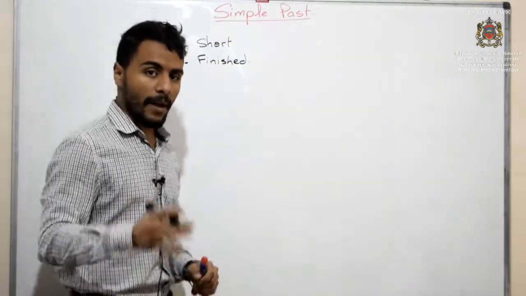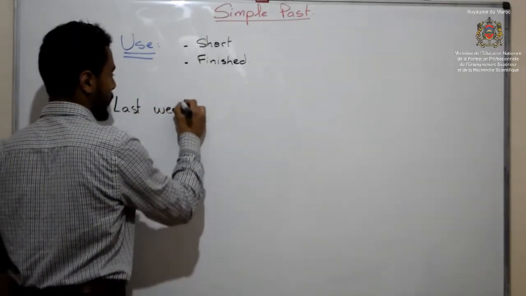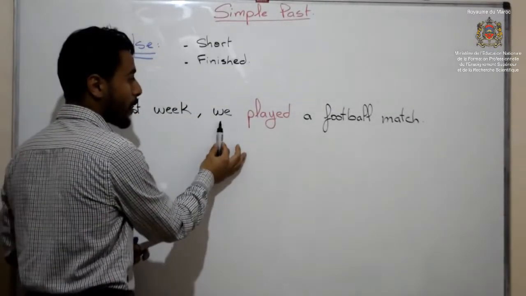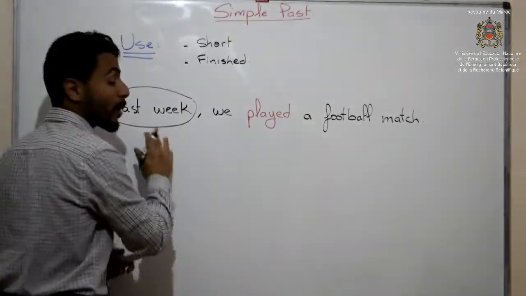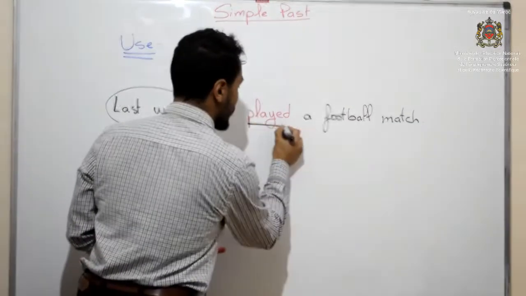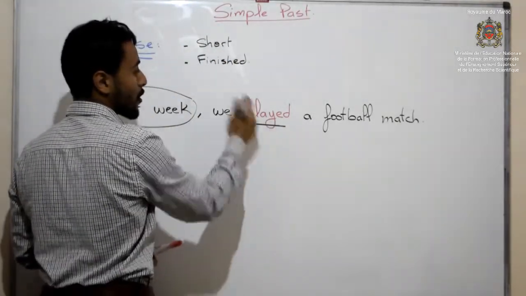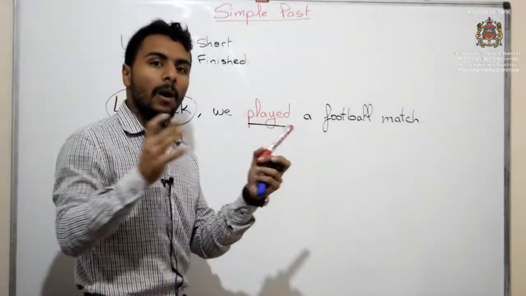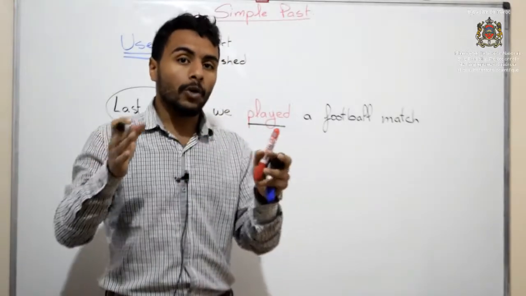Another example of that, last week. Okay, the subject, the doer, is we, and time is last week, so we know it's the past. But which past? It's the past simple, because the action is short and finished. We played football. That's it. We didn't say how long we have been playing football. Don't give information for how long you played football.